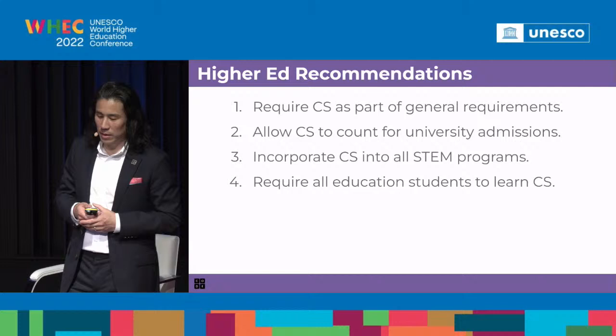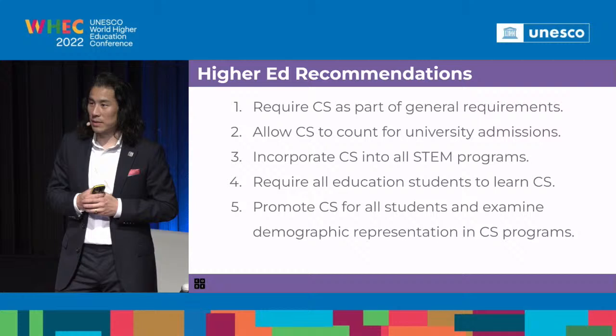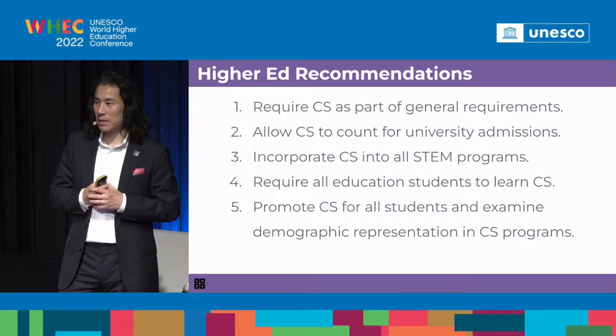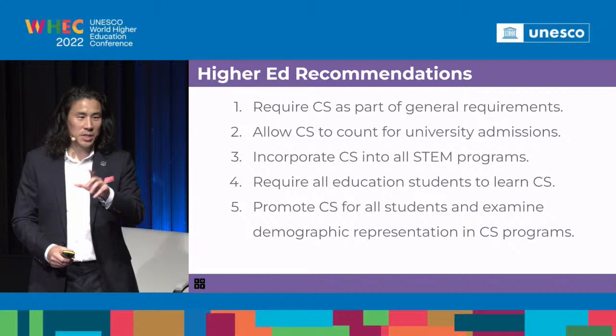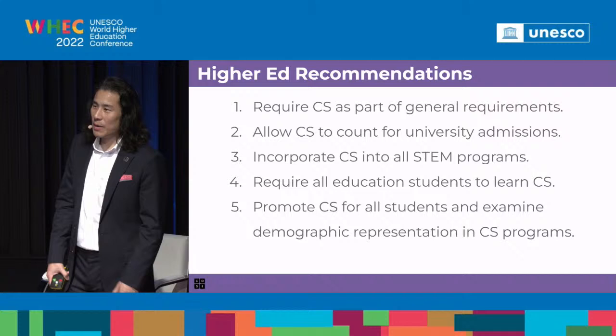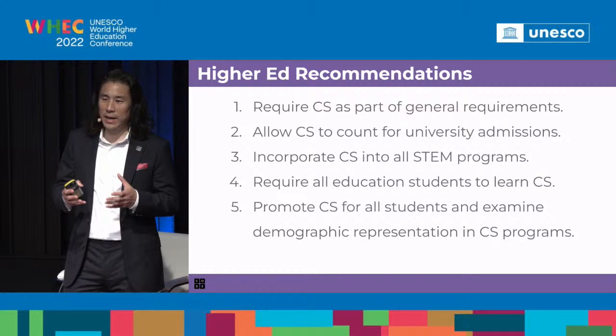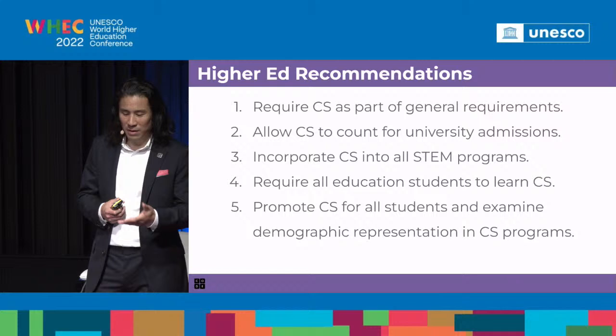Lastly, number five, higher education institutions can promote computer science for all students and examine demographic representation in their CS programs. Right now, there are computer science programs all over the world, and if you walk into a classroom just like this for a computer science class, you'll look around and see a bunch of boys, or you'll see a bunch of guys like me. And that's just not right. And what it's gonna take is higher ed institutions to really examine the representation in these programs and try to figure out what is going on. Why is this the case? So at least, if you're not doing one through four, do number five.